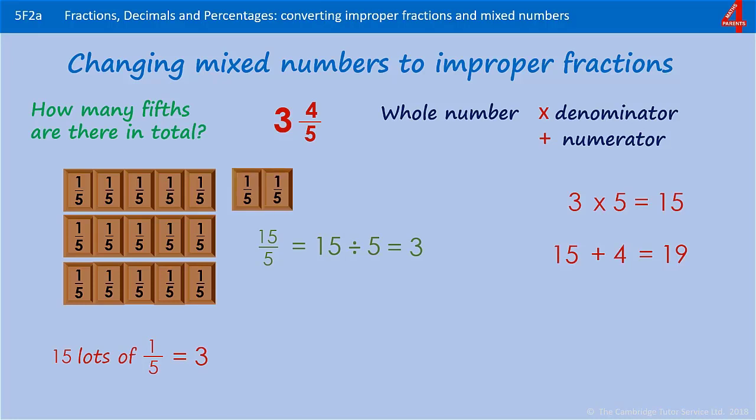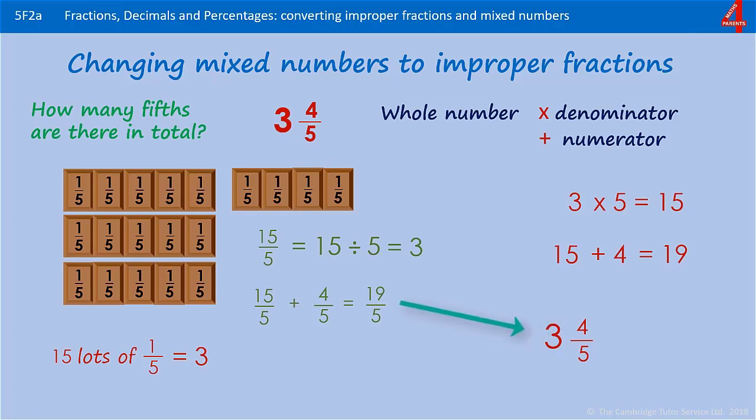Here are our odd 4 fifths, not quite a whole bar of chocolate, just 4/5 of a bar of chocolate. And we're saying the 15 fifths that make up 3 whole bars, plus the extra 4 fifths, that comes to 19 fifths. If we look at this down here just with the numbers, remember we're saying we're going to have so many fifths. How many fifths are there? 3 times by the denominator. 3 times 5 is 15. Add on the extra 4 fifths, that's 19 fifths.